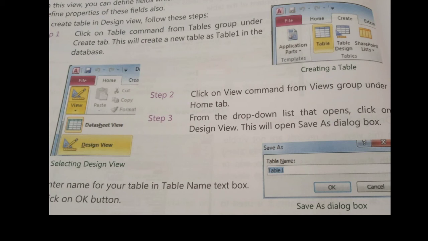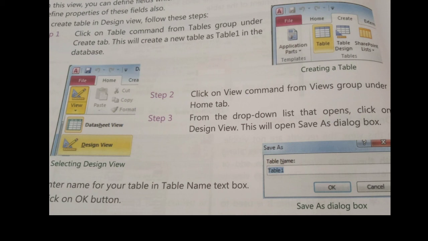Step 2, click on the view command from the views group under the home tab. Step 3, from the drop down list that opens, click on design view. This will open the save as dialog box. Step 4, enter a name for your table in the table name text box. Step 5, click on the OK button.